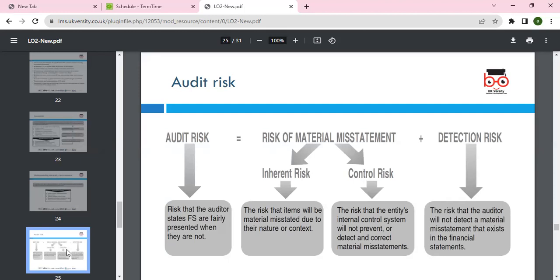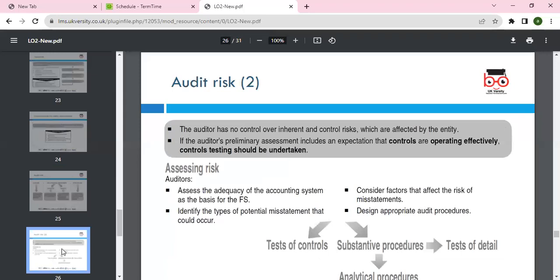Detection risk is the risk that the auditor will not detect a material misstatement that exists in the financial statements. So audit risk is that everything appears fair but actually is not. The risk of material misstatement can be inherent and control risk, and detection risk is when the auditor does not detect it, for example because the financial statements were not updated in line with the accounting standards.